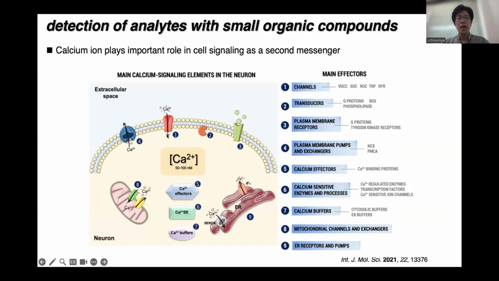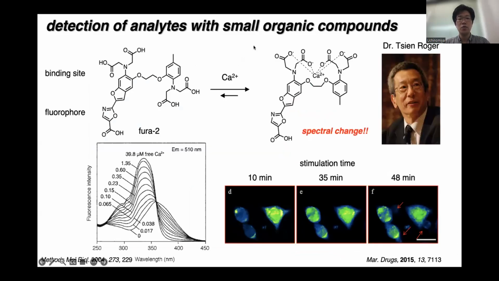Okay, so one of the most famous examples of fluorescent probes is calcium ion sensing. Calcium ion is a very important ion for cell function, especially in cell signaling, because calcium ion plays the role of a second messenger. Dr. Roger Tsien was deeply involved in the development of GFP. He also developed this organic compound for calcium imaging inside the cell.